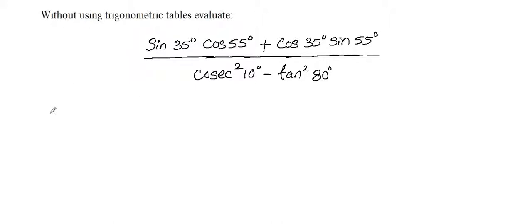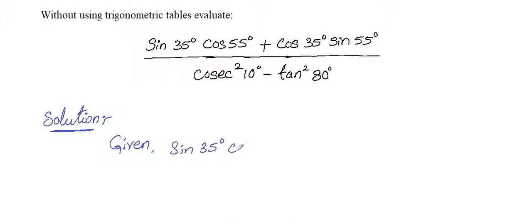Let's solve the question which I have written on the whiteboard. Here we need to solve this trigonometric question without using trigonometric table. So which means we need to solve this question using trigonometric identities. So let's write down the basic trigonometric identities which we are going to use in this question.